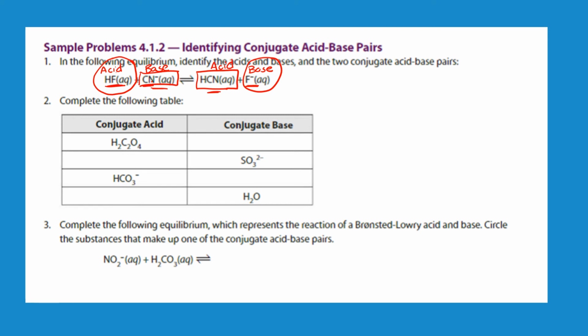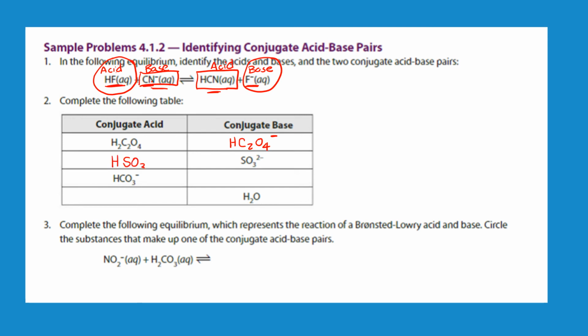We can complete the following table. We know that the conjugate acid and conjugate base will differ by one hydrogen ion. So once I take away an H plus, that leaves me with HC2O4 minus. It takes on that negative charge because we're taking away one of its positive charges. With this one, we're adding a positive charge.